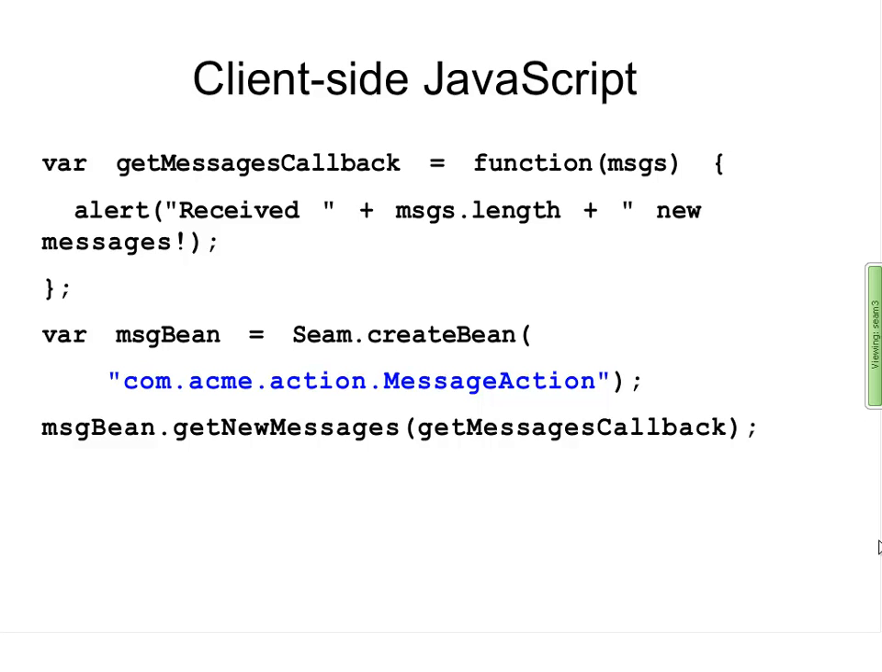And finally, we invoke the getNewMessages method on our bean stub. If this method defined any parameters, then we would pass them in here. However, in this example, we don't have any. What we do pass in, however, is a reference to the callback function. Since the request is asynchronous, the client-side remoting API has to know what to do once it receives a response from the server. So in this case, we tell it to invoke our callback function, which then goes ahead and displays an alert box telling us how many new messages there are. So pretty easy, not too much JavaScript, so it shouldn't be too scary for most people.